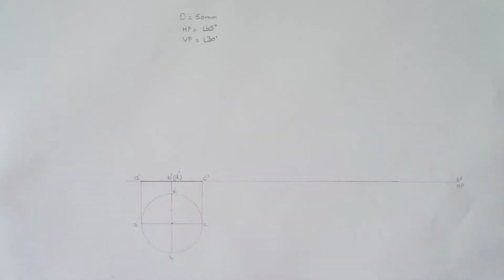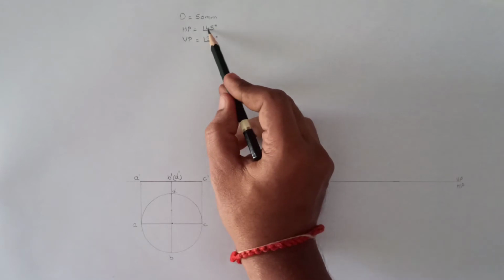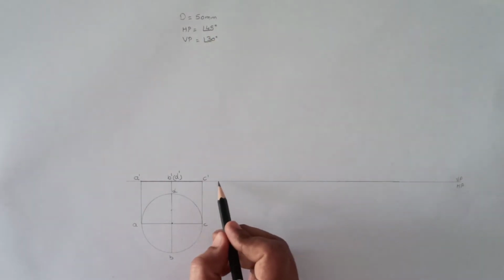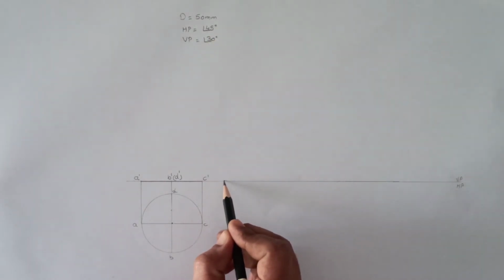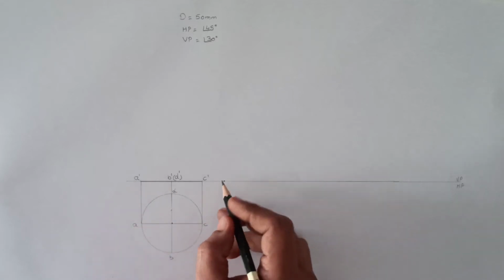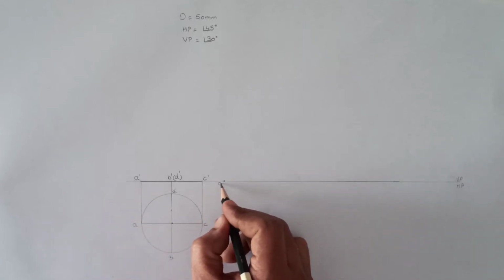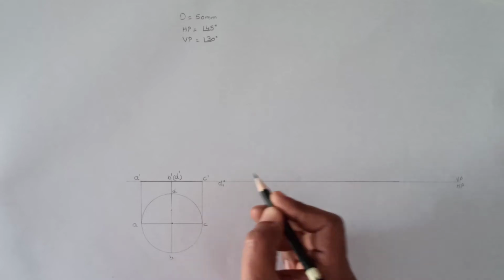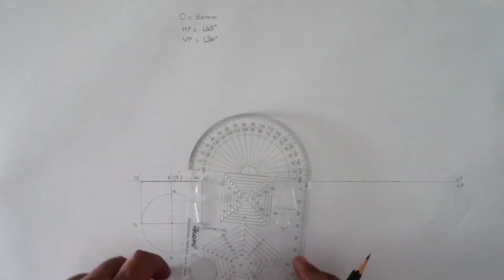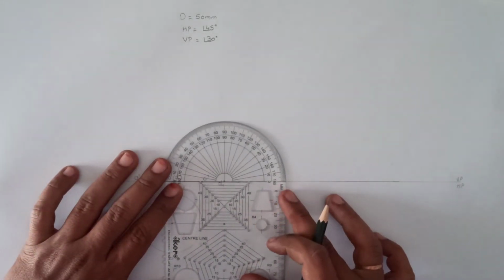inside a bracket. Now we will take the horizontal plane angle. The reason for taking the horizontal plane angle first is that here you will get the original shape, the circle, in the horizontal plane. So after the point C dash we will leave some space and mark the new point, which is A1 dash.